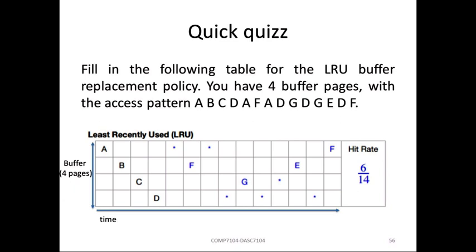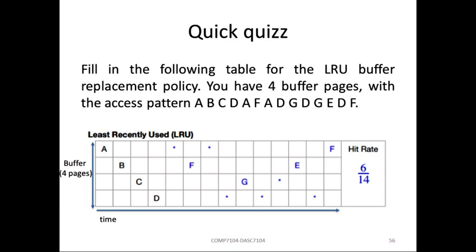Then a request for page F arrives. Page F is not in the buffer, of course. We need to find a candidate for replacement. We need to kick out some existing page from the buffer in order to make space for F. And the least recently used, of course, will decide upon B. B is the least recently used page here.